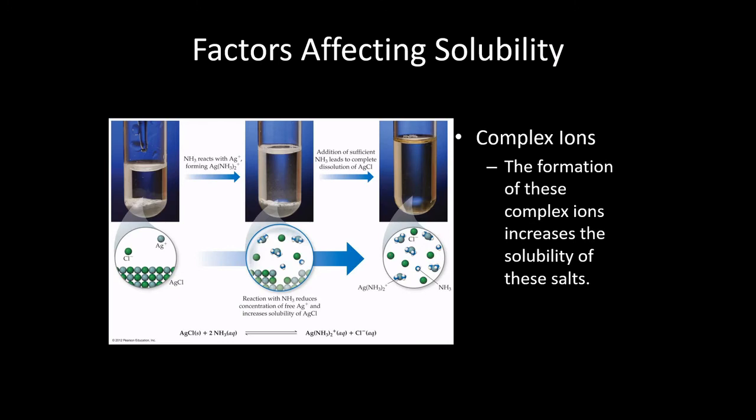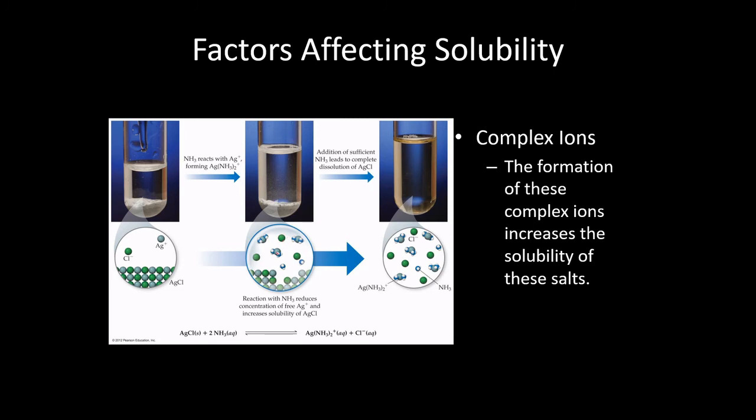Something else that can affect solubility is if you can form complex ions, and the process that's happening here is really exactly the same as the last slide. It's just a slightly different reaction that's taking place. So silver chloride is the example here. Very little silver chloride will dissolve in solution, but if you add ammonia to the mixture, the ammonia forms what we call a complex ion.